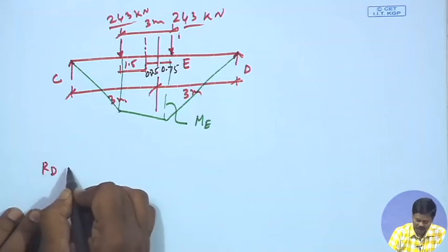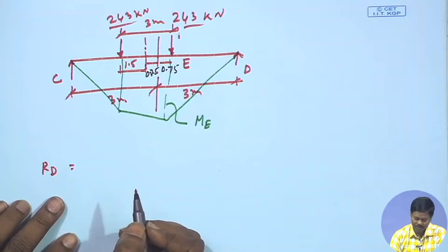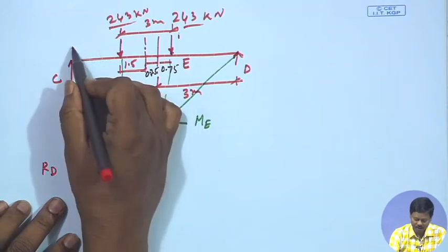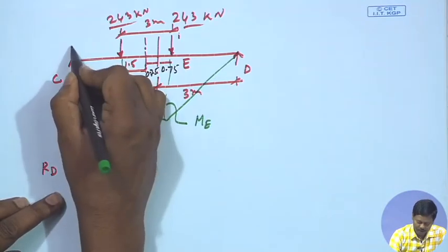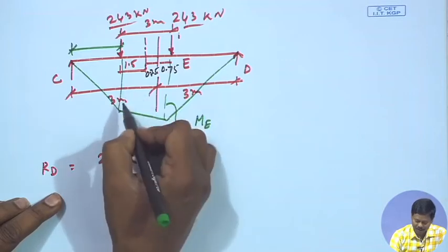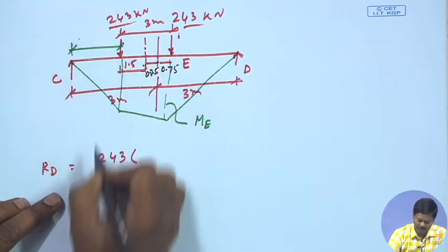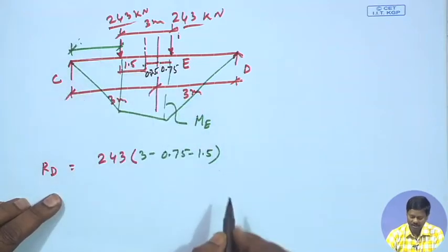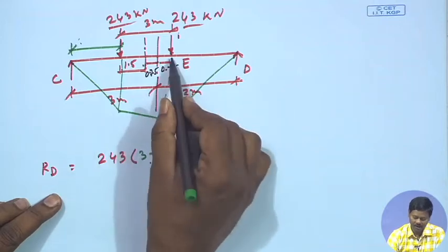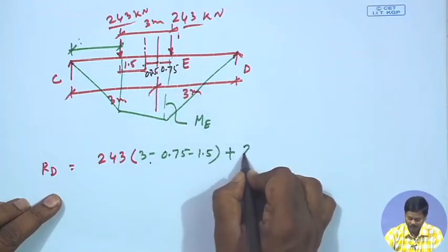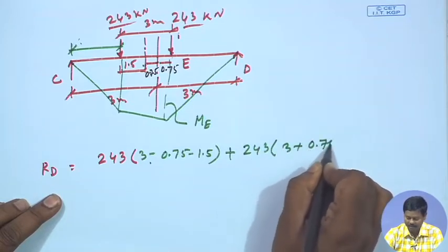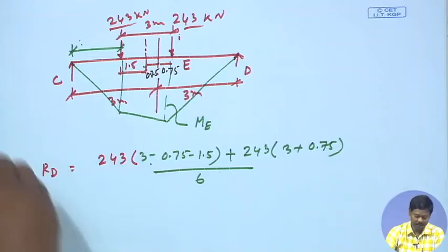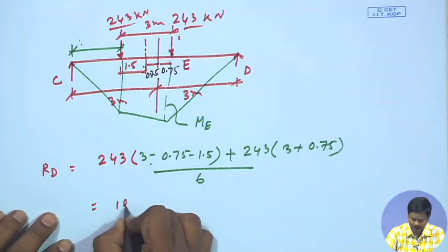So, reaction at D, R D, I can find out if I take moment about C. So, if I take moment about C, I can find out 243 into this distance. This distance will be how much? This distance will be 3 minus 0.75 minus 1.5, right, plus then another is 243 into 3 plus 0.75, right, divide by 6. So, doing this I can find out the value of R D as 182.25 kilonewton.